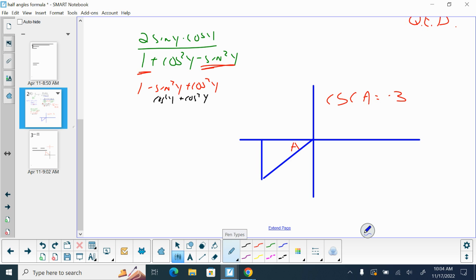Cosecant is the reciprocal of what, Caitlin? 1 over sine. This is 1 over sine of A, is the cosecant of A. So I can write this over 1. My sine of A is opposite over hypotenuse. So the cosecant of A is hypotenuse over opposite.